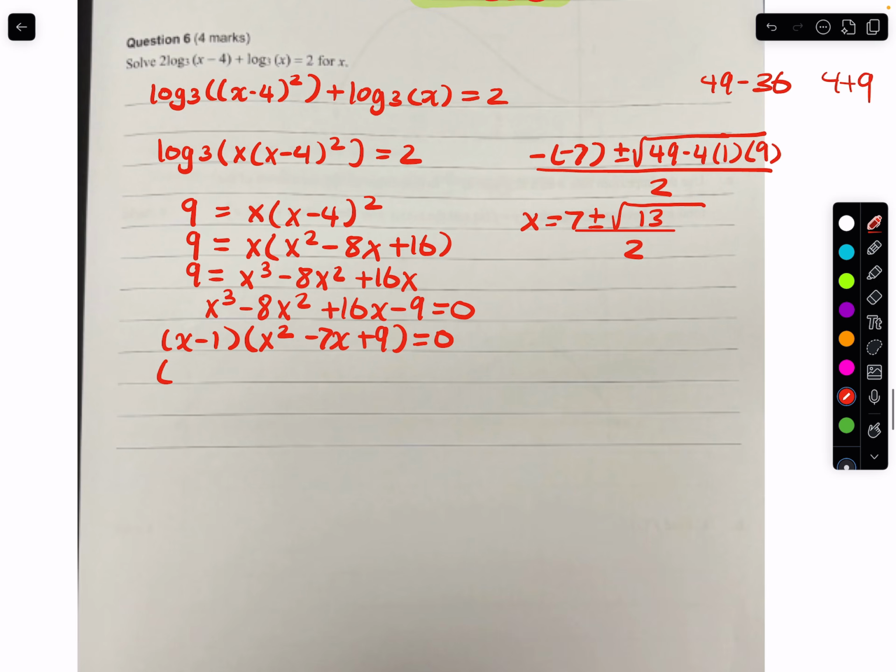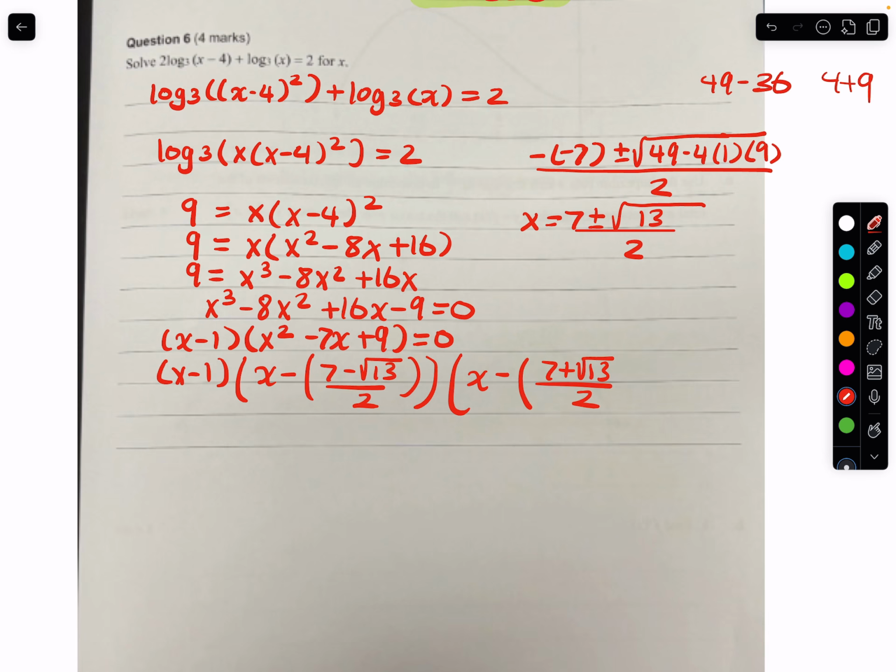So we can actually rewrite this whole thing as x minus 1. Because these are roots, we can say x minus (7 minus root 13) on 2, and x minus (7 plus root 13) on 2. It's supposed to be minus here. Because when you solve these, that equals 0. We just solved those. Okay, so I want to double check everything here.